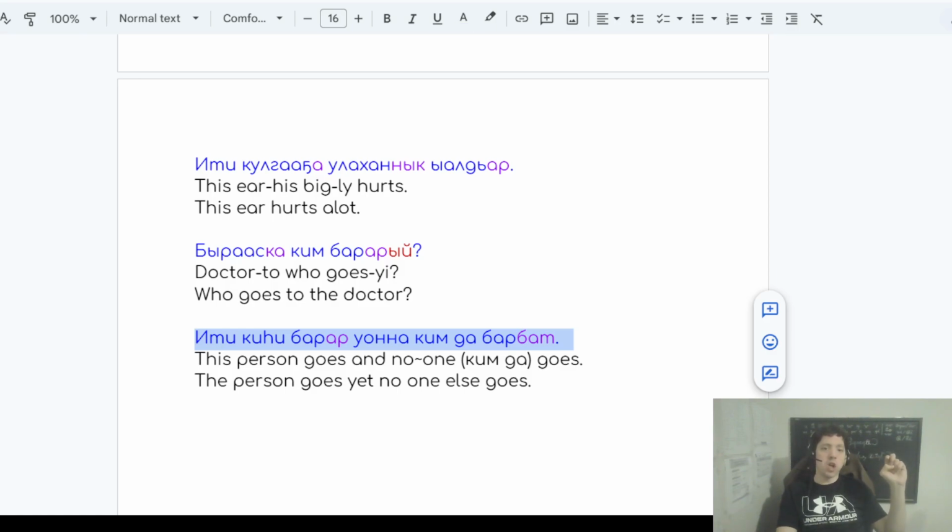Kimda meaning no one. The person goes, yet no one else goes. All right. Remember the elusive iti. Iti kihi. This person or the person in question. So the person goes, and no one goes. It's kind of a weird sentence, honestly. I may not be a Sakha person, but I feel like this sentence is just kind of weird.